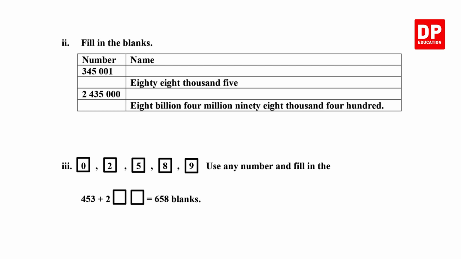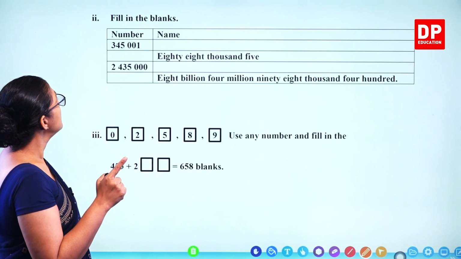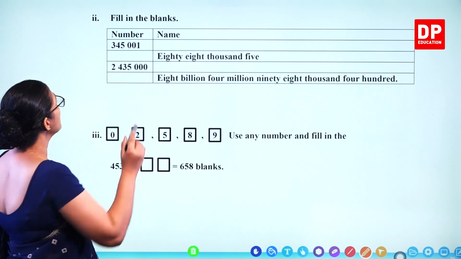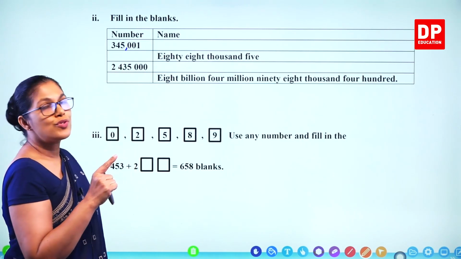Part 2, fill in the blanks. You have to write down the number and the name. So what's the name here? 345,001.